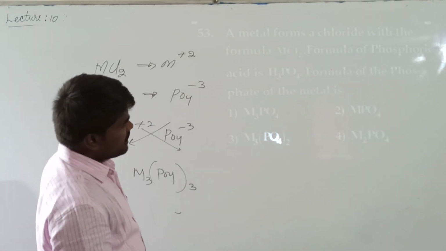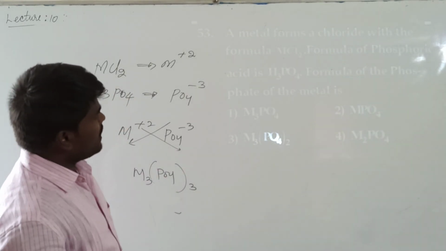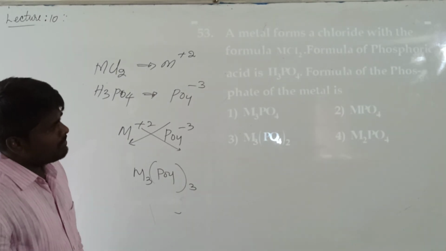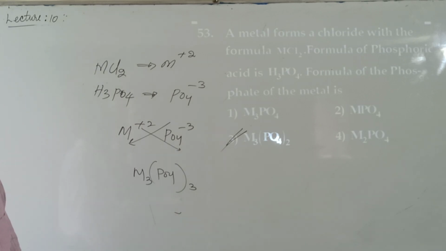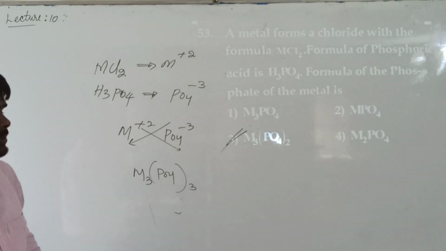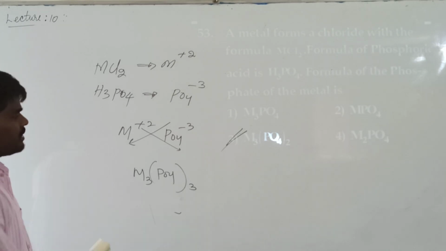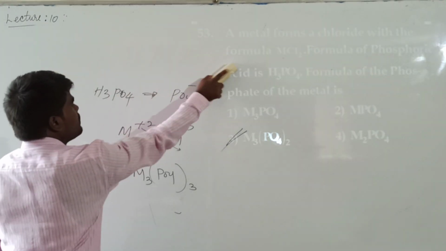Which is the right option given? M3PO4, this is not correct. MPO4, that is also not correct. Here you have the right answer. M3(PO4)2 is the proper option for this particular question. Hope it is clear. We'll move to the next question.